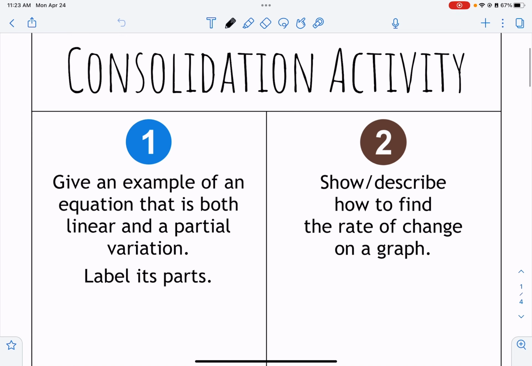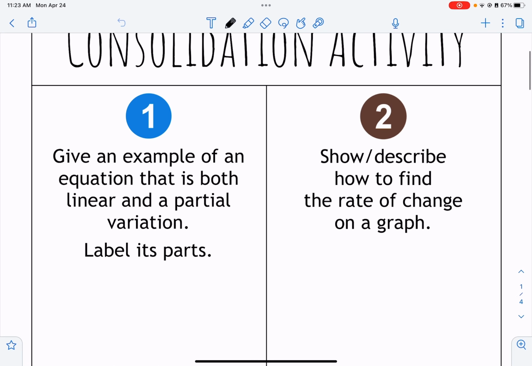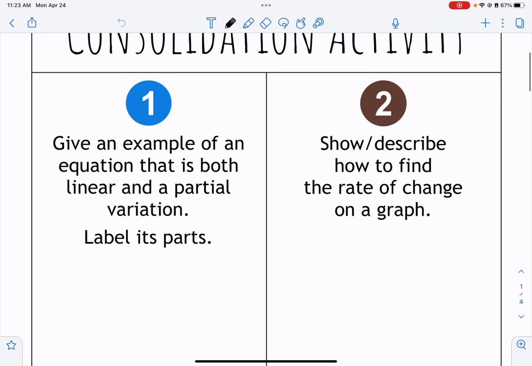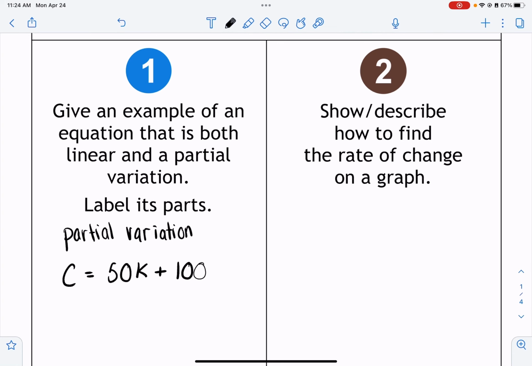All right, so with a partial variation, this is an equation that has an initial value that is not 0. For one that is 0, we call it a direct variation. So a partial variation is going to have an initial value of something other than 0. So let's maybe say it's like C equals 50K plus 100. Okay, something like that maybe, right?